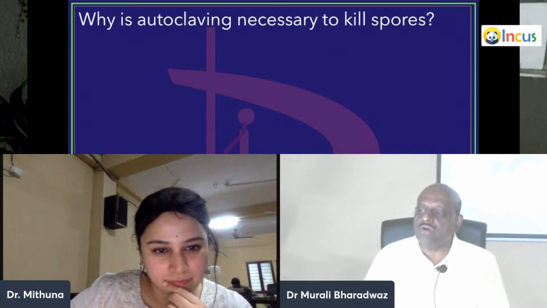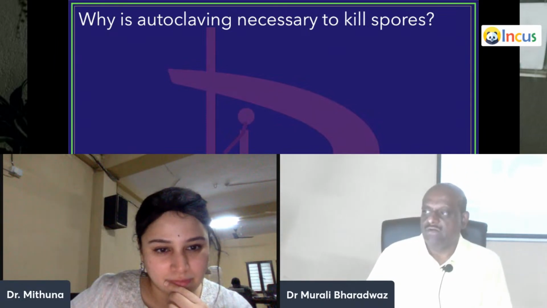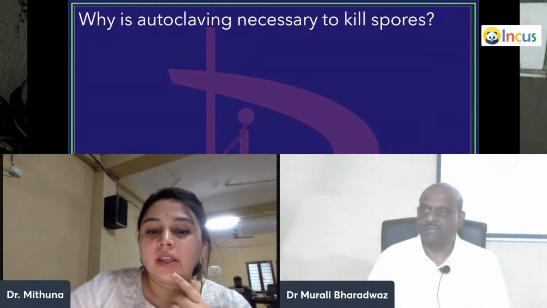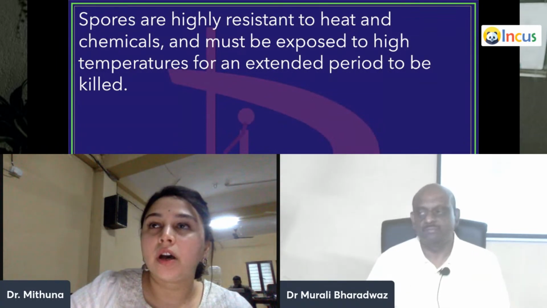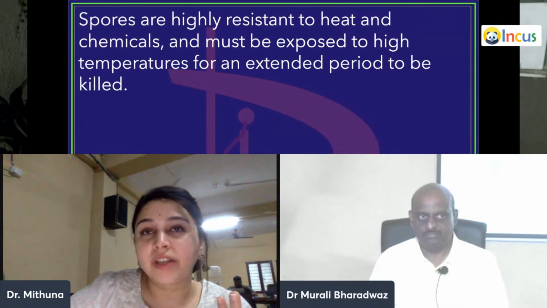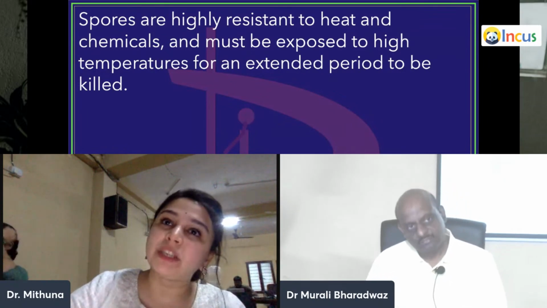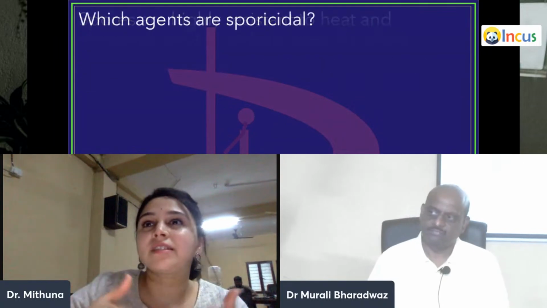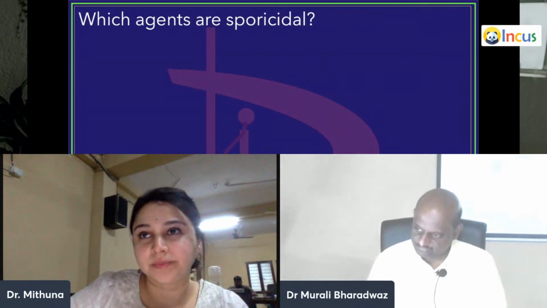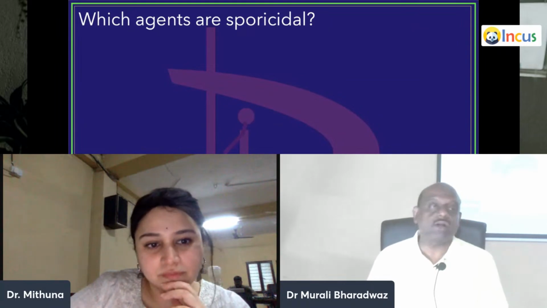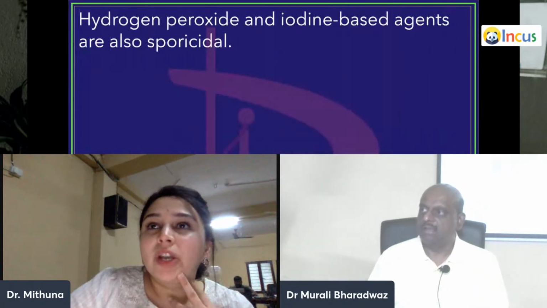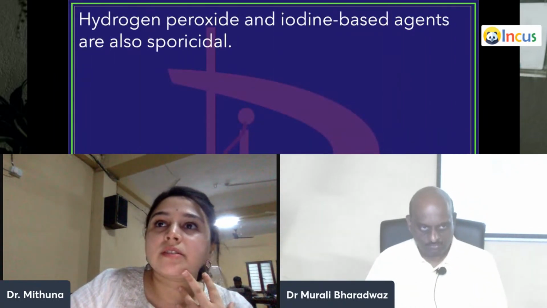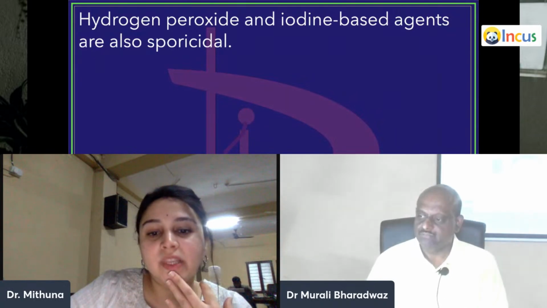So why is autoclaving necessary to kill the spores? Because they are highly resistant to heat and chemicals. In an autoclave, the spore is exposed to extremely high temperatures for a long period of time, because that is what it needs to be finally killed. So what are the agents which are called sporicidal agents? Hydrogen peroxide and iodine based agents are both sporicidal. They kill the spores.